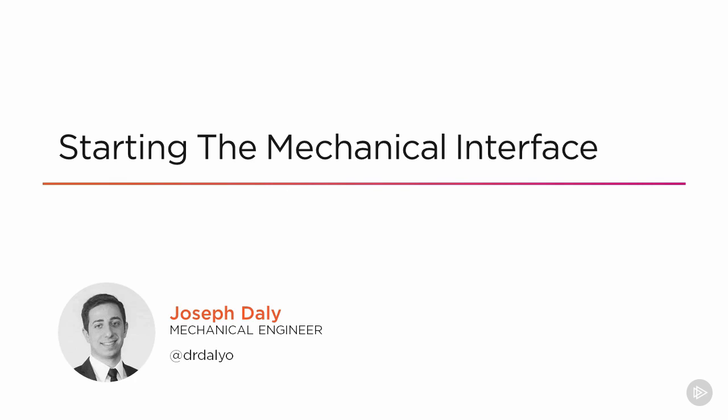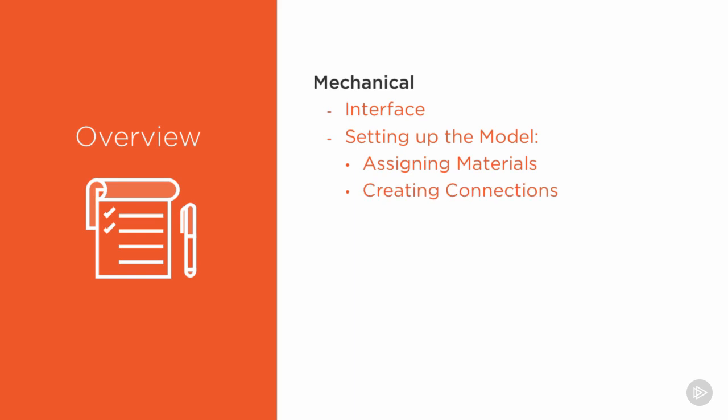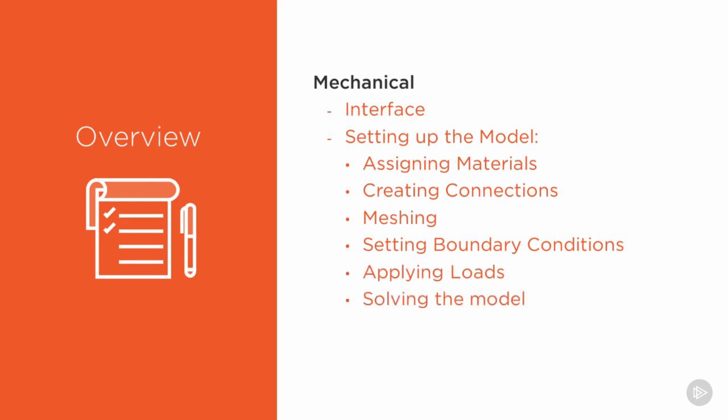So let's begin the third part of this course, where we will start the mechanical interface in order to set up and solve our model we just created. We will start up Mechanical, briefly go over the interface, and then guide you through setting up the model, which includes assigning materials, creating connections, meshing, setting up the boundary conditions, and applying the loads, and then finally solving the model. By the end of this module, you will understand the process for setting up the analysis and will be able to use the same tools for any other model you may create on your own.